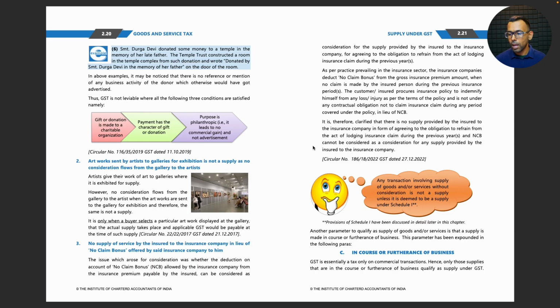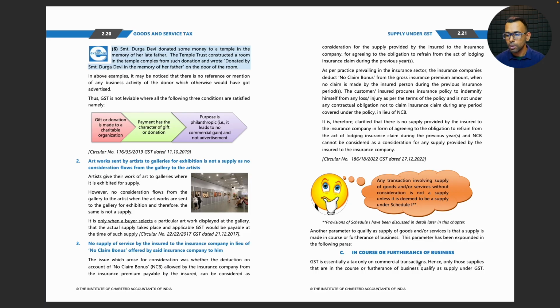It is therefore clarified that there is no supply provided by the insured to the insurance company in the form of agreeing to the obligation to refrain from the act of lodging an insurance claim during the previous year or years, and the no claim bonus cannot be considered as a consideration for any supply to be provided by the insured to the insurance company. Another parameter to qualify as supply of goods or services is that a supply is made in the course or furtherance of business.